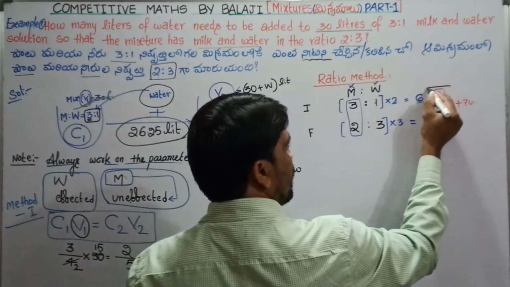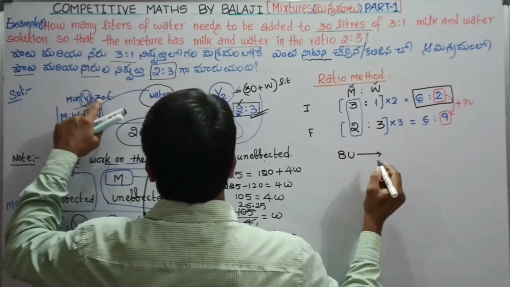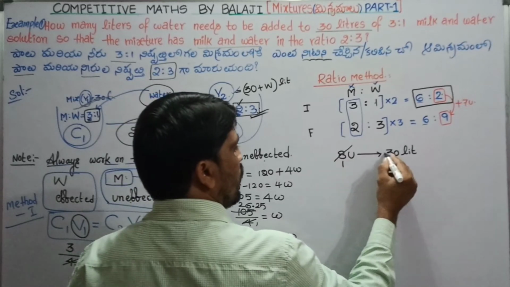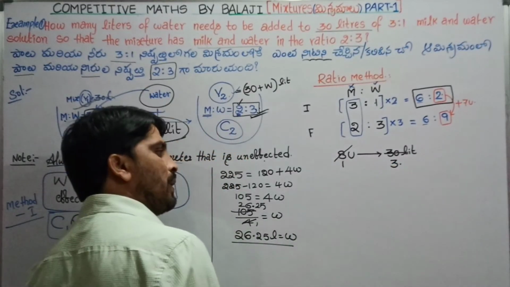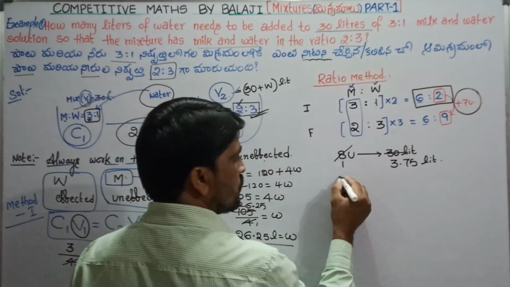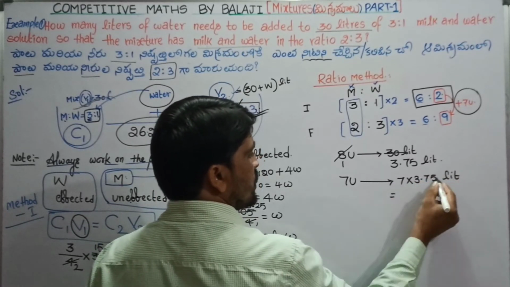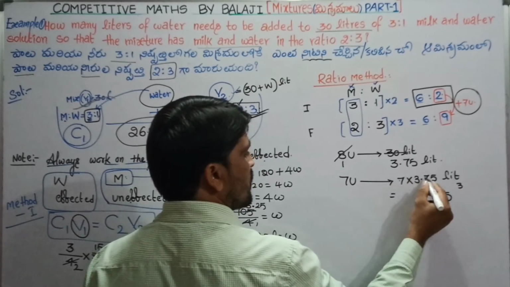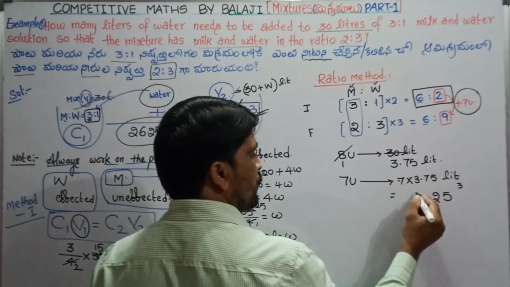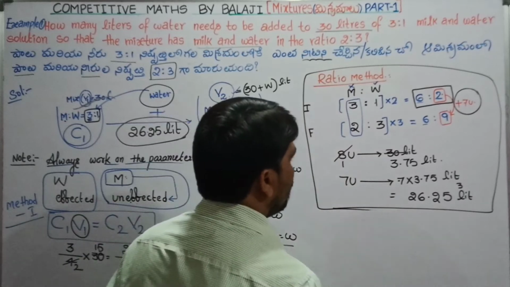And the initial total mixture is 6 plus 2, 8 units. 8 units value is 30 liters. Then what is the 1 unit value? 8 3s are 24, 6 remainder, put a decimal point, 60, 8 7s are 56, 8 5s are 40, 3.75 liters. Then what is 7 units equal to? 7 units is equal to 7 into 3.75 liters. 7 5s are 35, drop 5, carry 3, 7 7s are 49, 49 plus 3, 52, 7 3s are 21 plus 5, 26, 26.25 liters. This is the way we have to solve these types of questions.